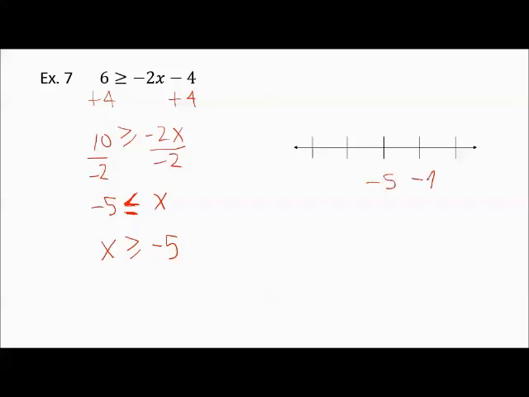So let's put some numbers on our number line. Greater than or equal to means we have a solid dot. Greater than means we go to the right.